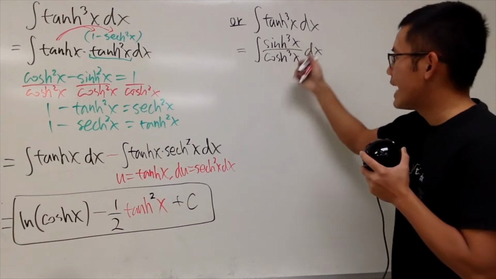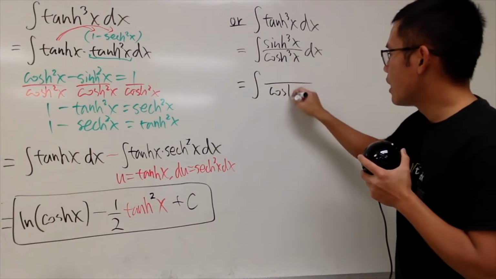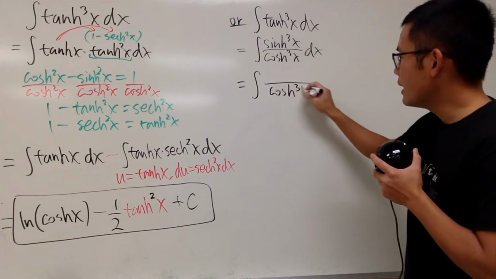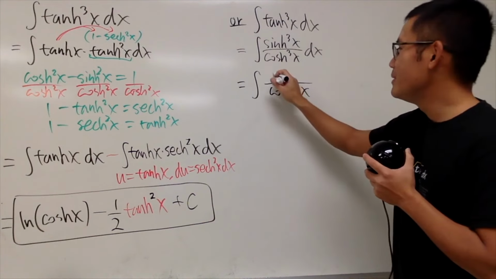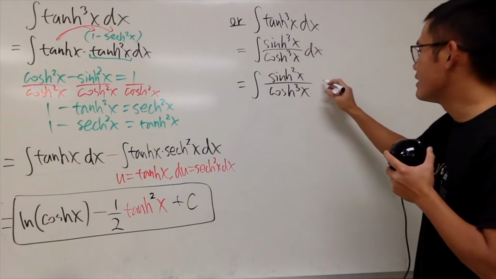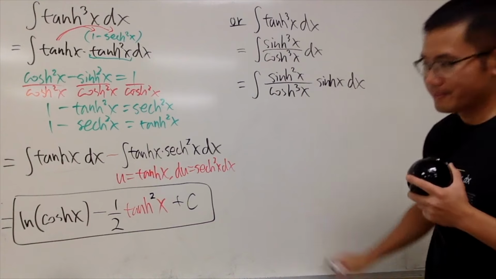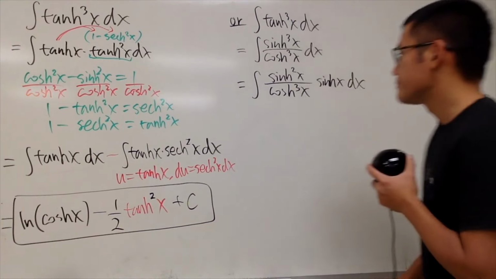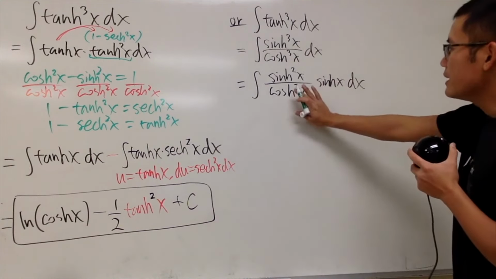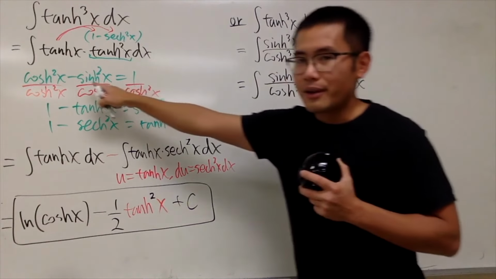Therefore, I will break this down. This is the integral. Here we will have cosh to the third power x. But for the top, let me write it as sinh square x, but I need another one, so let me put it down on the side. And we have the dx right here. Okay. Now, look at this. We have sinh square x.